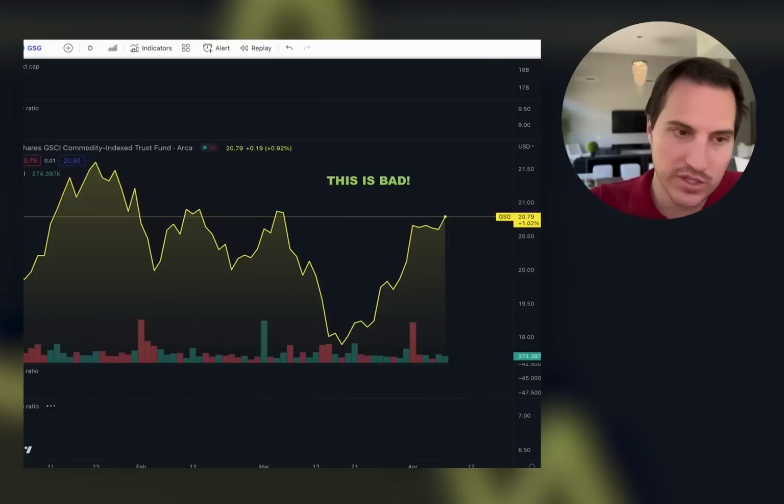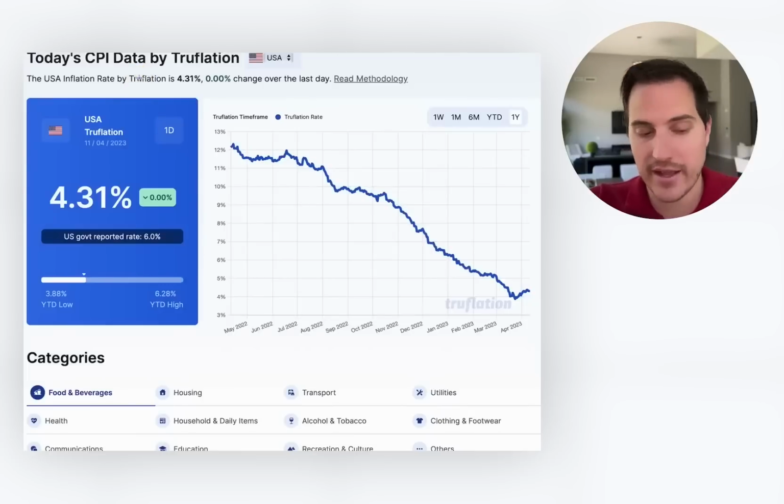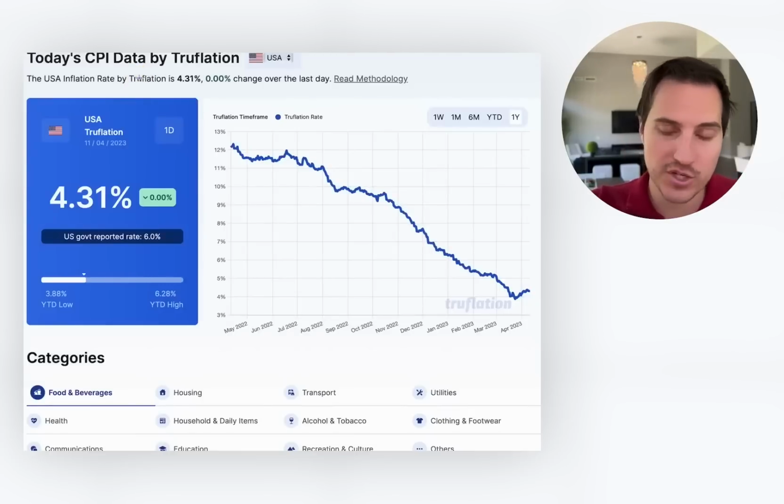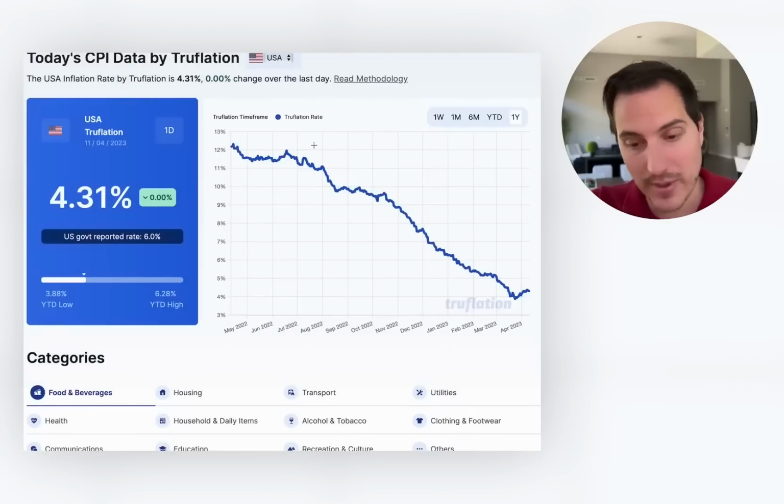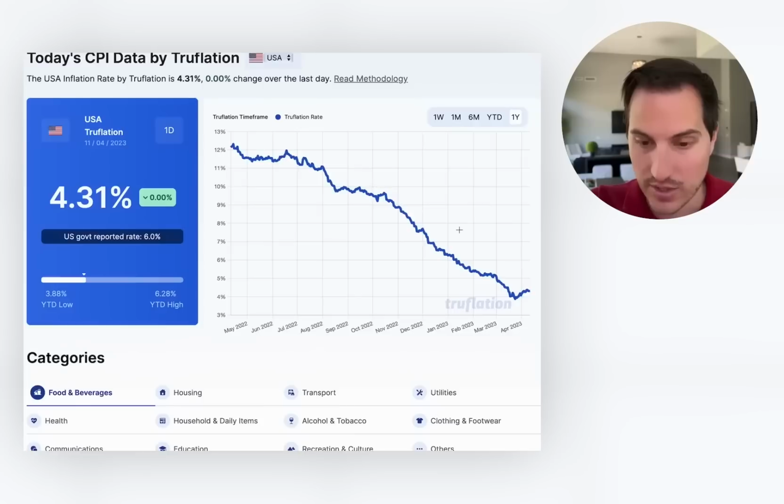And this is why if you look at something like Trueflation, which I love to look at for kind of real-time inflation data, in my opinion, right? You've seen a spike up here over the past few weeks. That's not something we want to see. No. Okay? We need to continue to see Trueflation numbers go down and down and down.